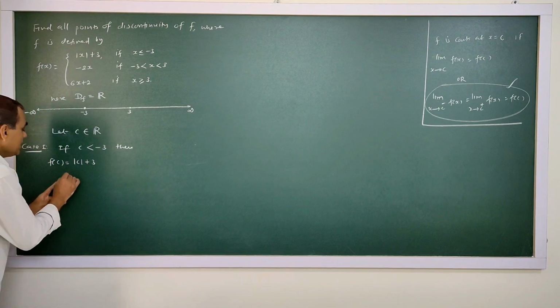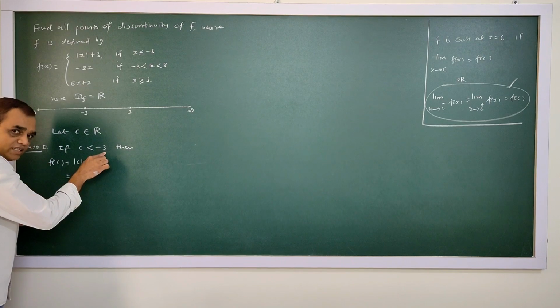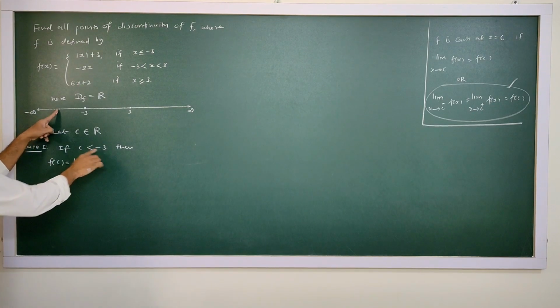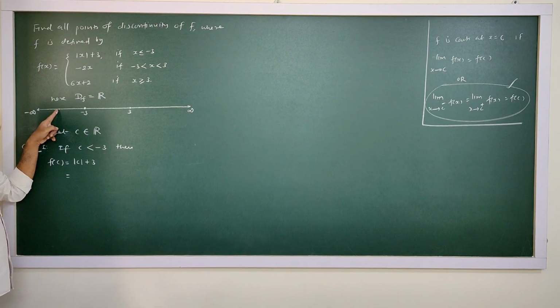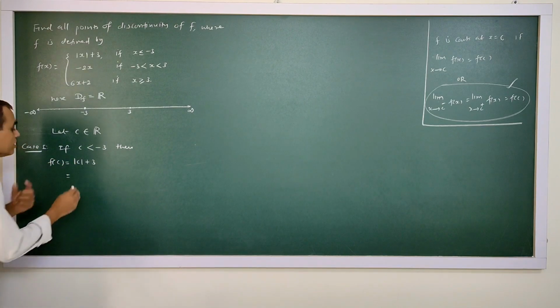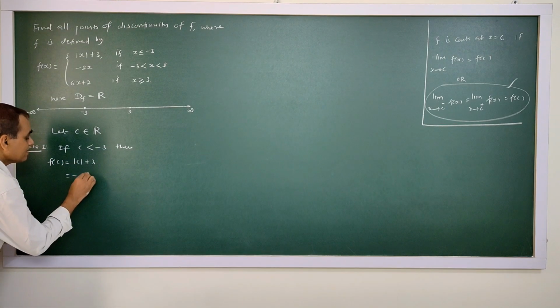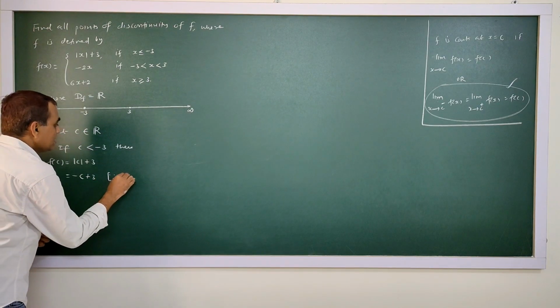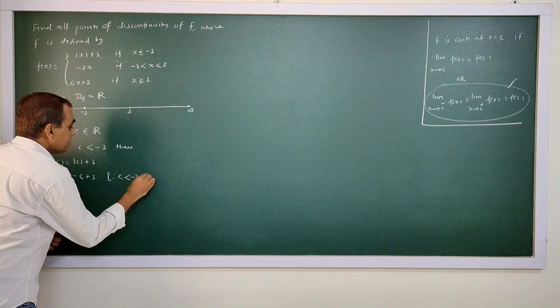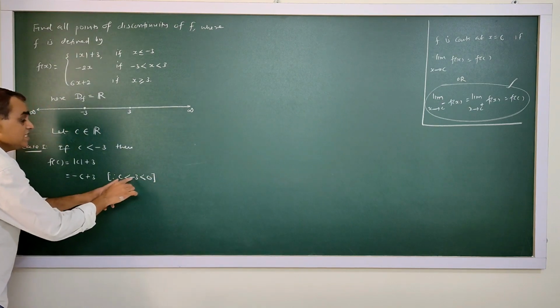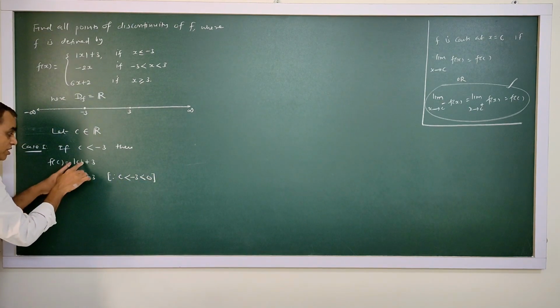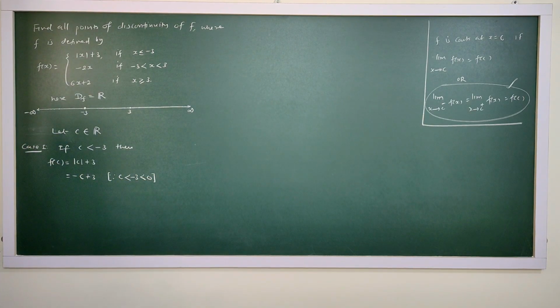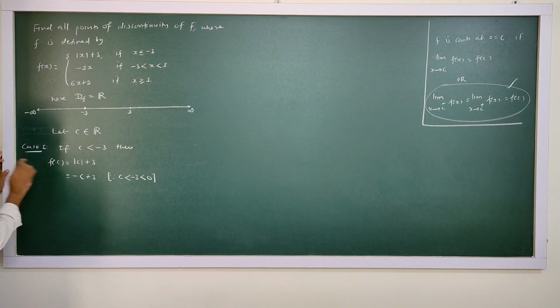Now c is less than minus 3, so obviously c is negative. And c is negative, so modulus c is minus c, because c is less than minus 3. That means it is less than 0, and c is less than 0. So modulus c is minus c. So this is the value of f(c).